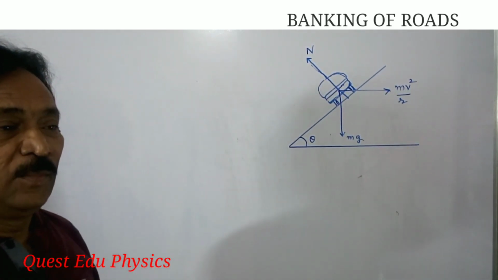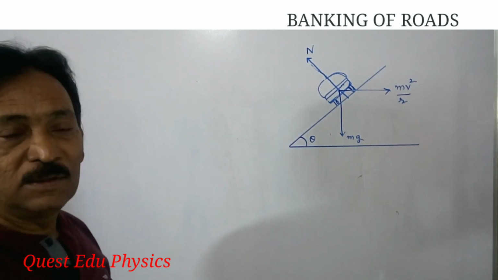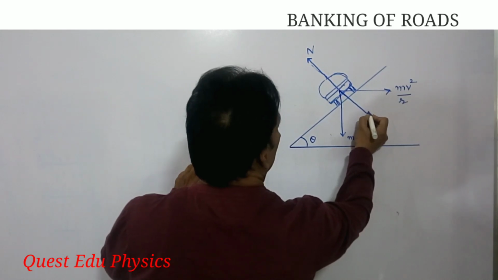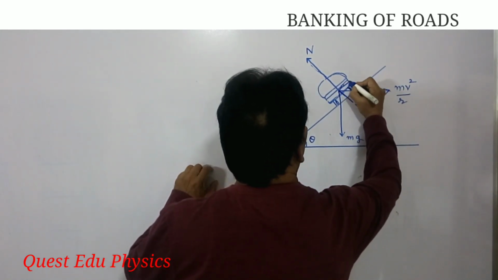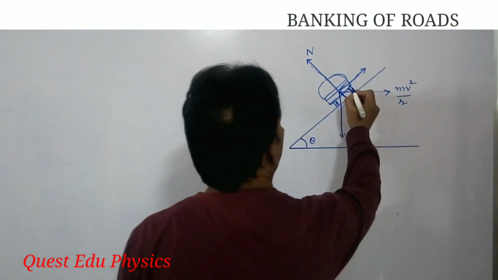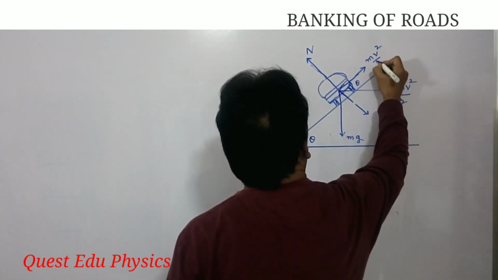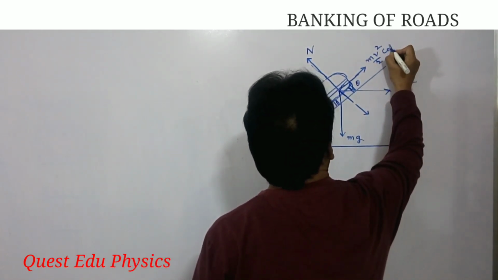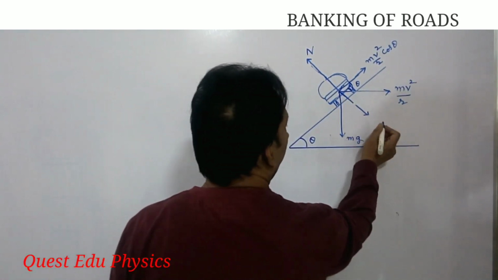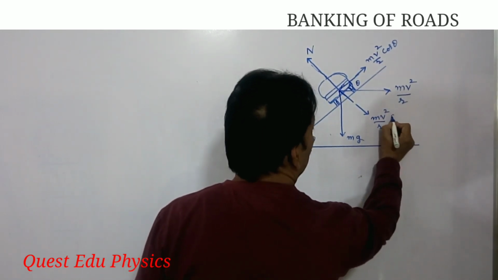Okay students, now we are resolving this centripetal force into components. One such component is this, and there is one more. Let's take the angle as theta. Then obviously one component is mv²/r cos theta, and the other is mv²/r sin theta.